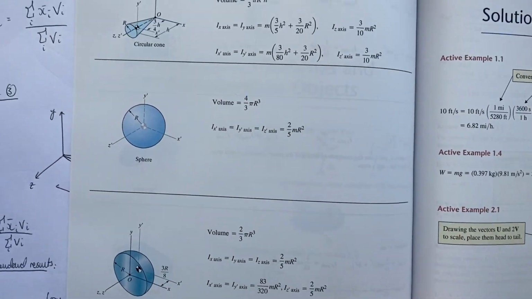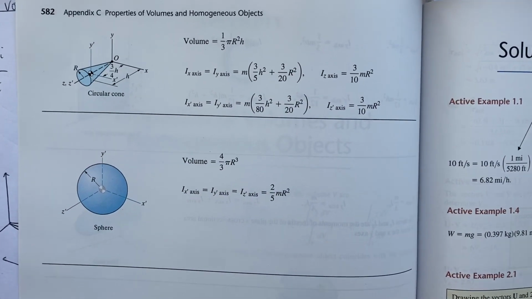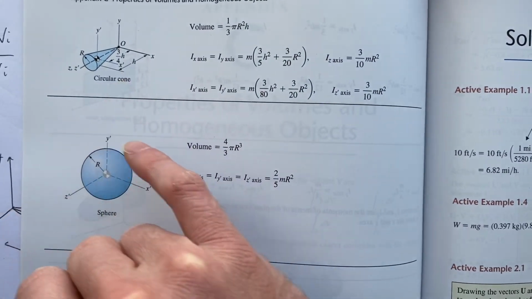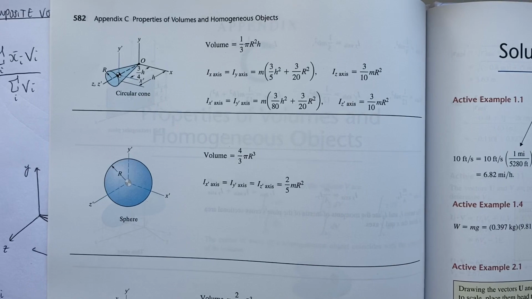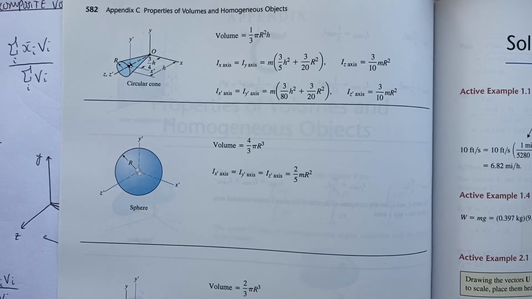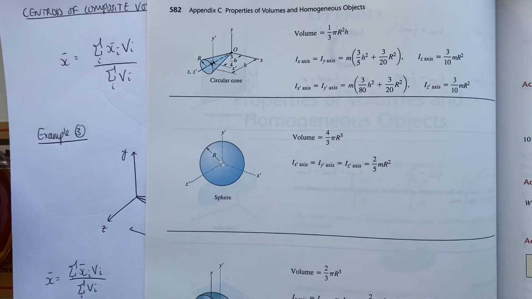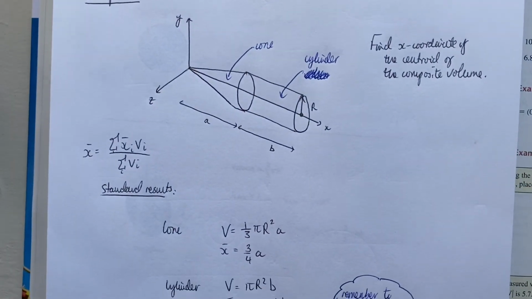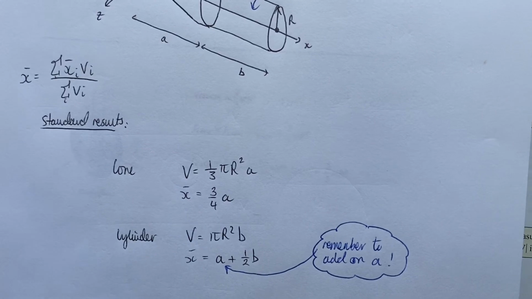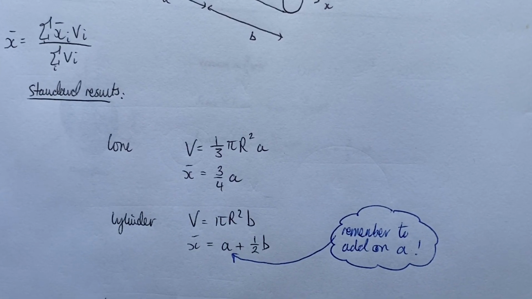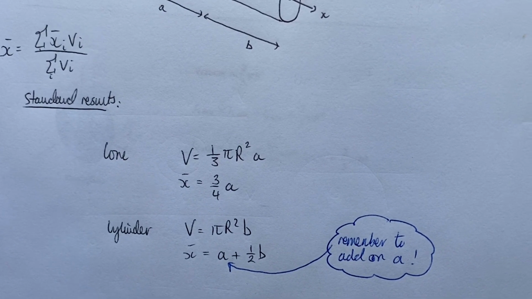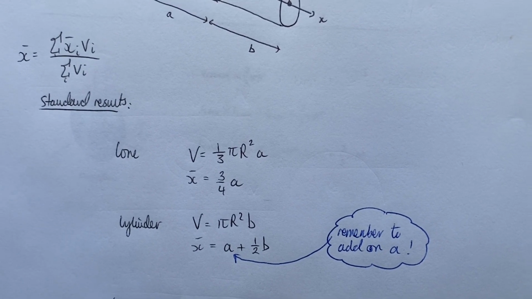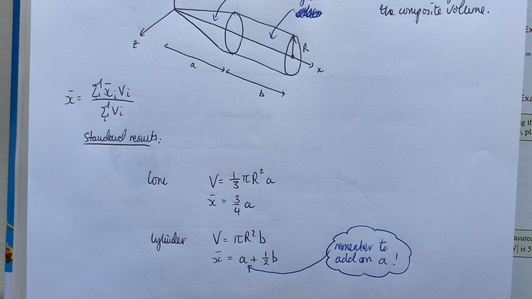And also if we flick over the page, we can see standard results for a cone that tells us where the x bar coordinate is. It also tells us the volume, and those are the pieces of information that we're going to need to put into our formula. So using those standard results from the textbook, I've just found the volume and the x bar coordinate for both the cone and the cylinder. So that's come straight from the standard results from the appendix in the textbook.